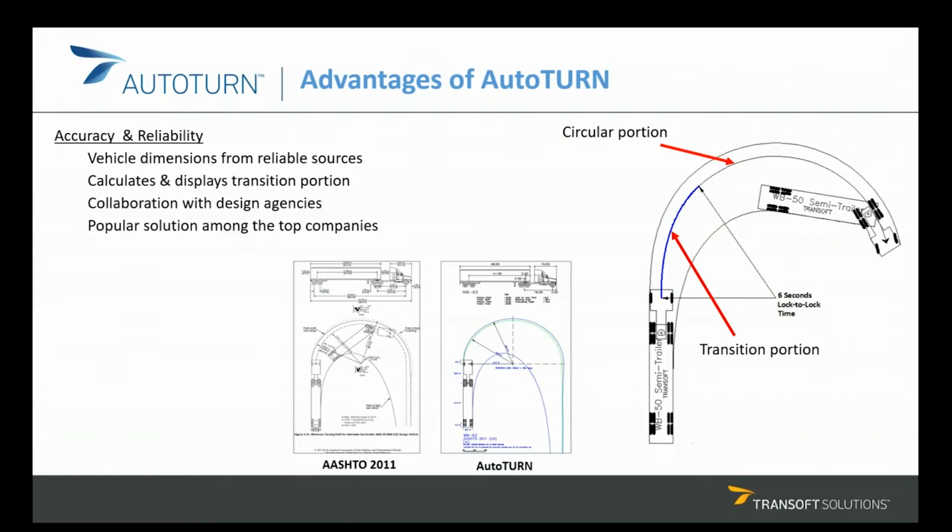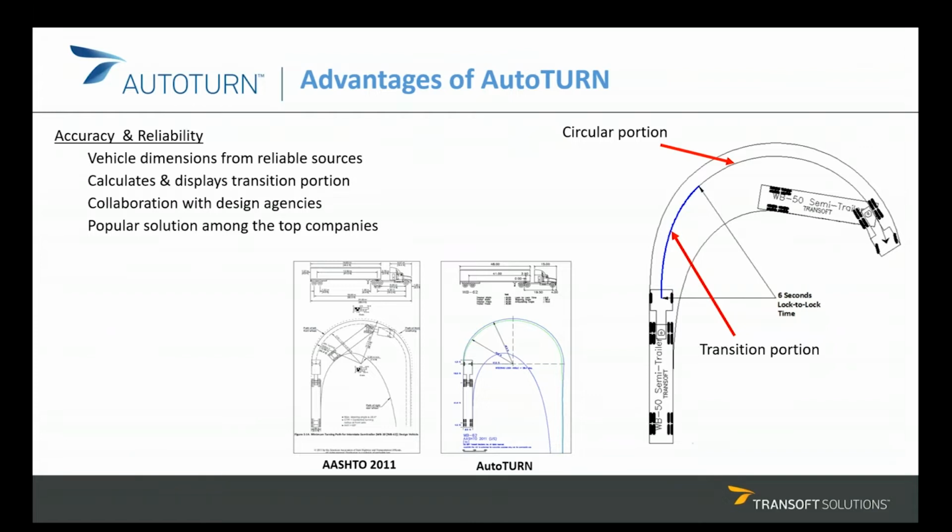So we have also collaborated and assisted with various design agencies and research boards such as AASHTO, CROW, TAC, ITE, etc., as well as the various Departments of Transportation in the development of design vehicles and turning templates. For example, the 2011 AASHTO design vehicle and turning templates were actually created using AutoTURN.